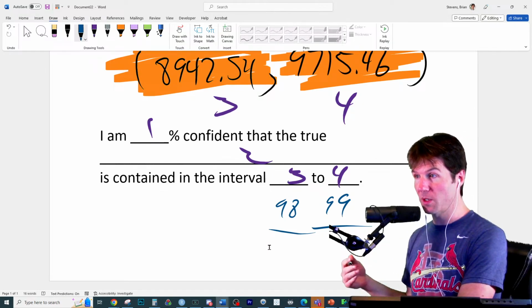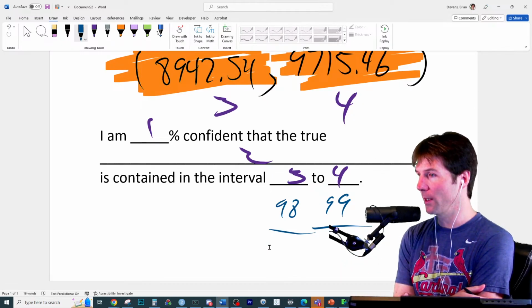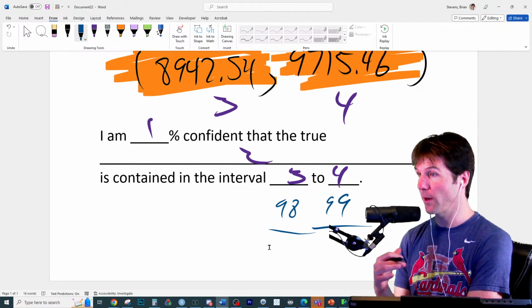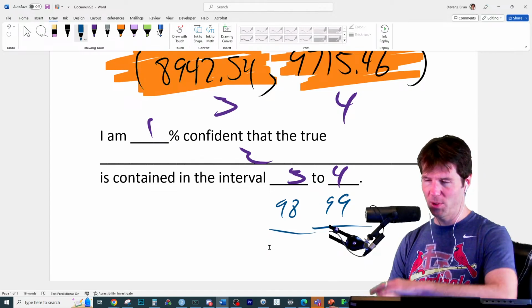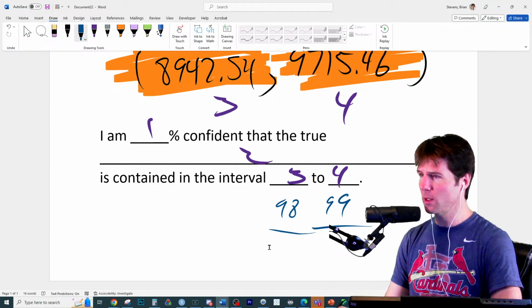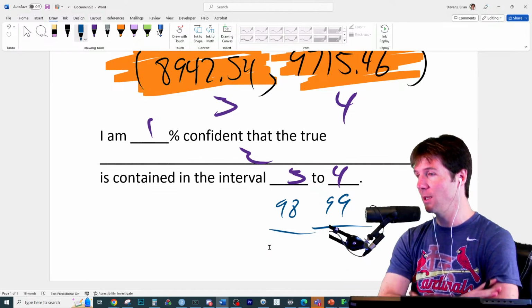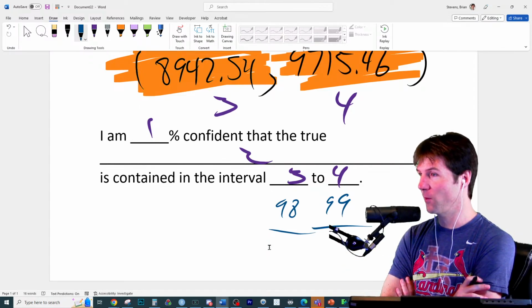So what were we trying to estimate? Then we're going to look at their interpretations and see which one makes the most sense to us after we write our own. I am blank percent confident. So when you get to the test, you'll say, I am blank percent confident that the true blank is contained in the interval blank to blank. And you know how to do it. You know how to put in what you need, and you're good to go. It's about getting ready for the test.